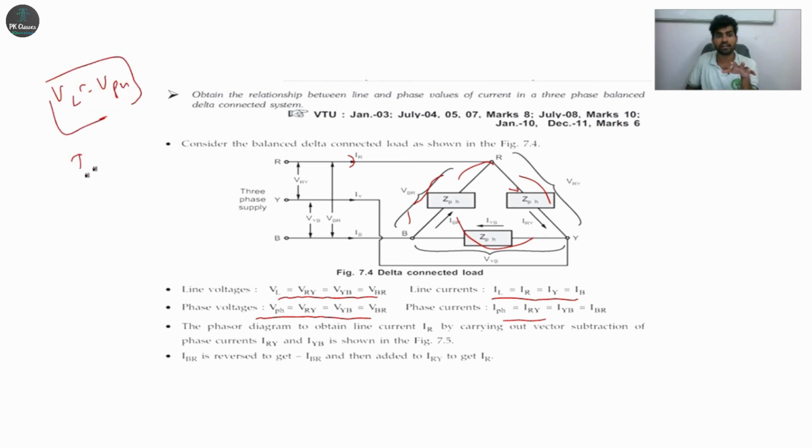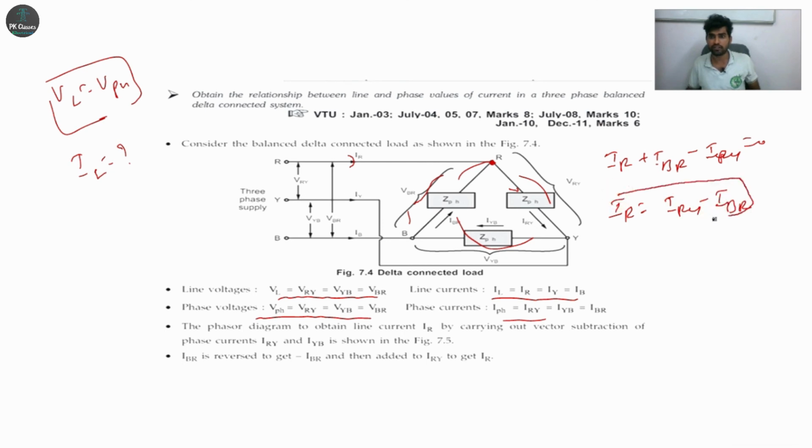But IL we need to determine, right? So, I can write KCL to the junction R. We will get IR entering, IBR also entering, minus IRY leaving, is equal to 0. Definitely, IR is equal to IRY minus IBR. We will get the equation, right? So, similarly, IY is equal to what here? IYB minus IRY, right? Similar equation.